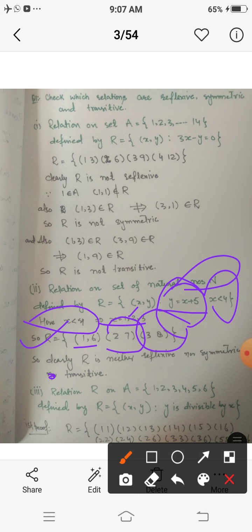Now the third one: a relation on A = {1, 2, 3, 4, 5, 6} is defined by R, where R is defined by (x, y) such that y is divisible by x. Now, y is divisible by x means x divides y, like 4 is divisible by 2 means 2 divides 4. So from this we conclude that R is actually (1, 1), because 1 divides 1, (1, 2), 1 divides 2, because 2 is divisible by 1, (1, 3), (1, 4), (1, 5), (1, 6), up to (6, 6). So it contains only these elements.